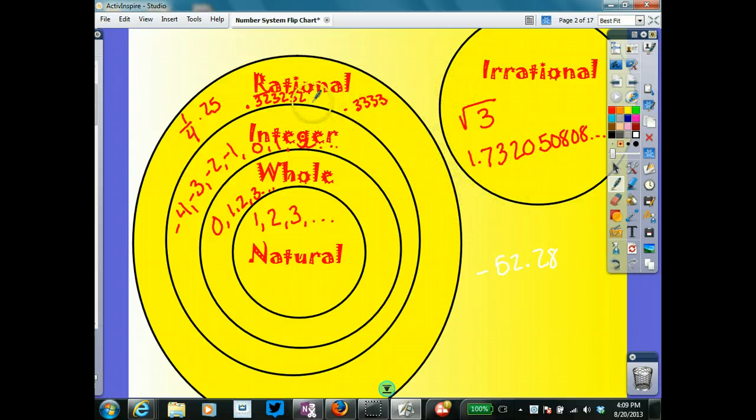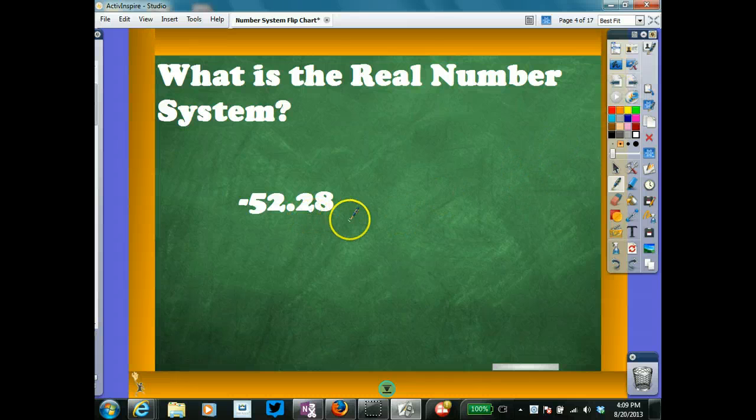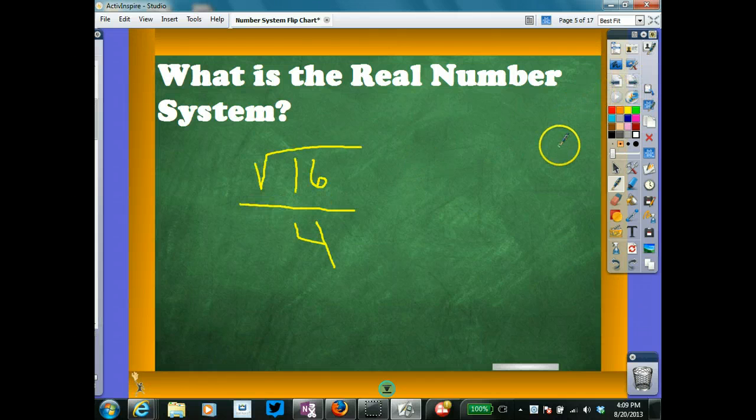Well, I look at the characteristics of rational. Rational numbers have a repeating pattern. They go on, or they terminate. Well, when I look back at negative 52.28, I notice this stops. So that tells me that it fits under the rational subset. And that's the only one other than real number. And I think all that we're going to deal with, every one of those are included as a real number.